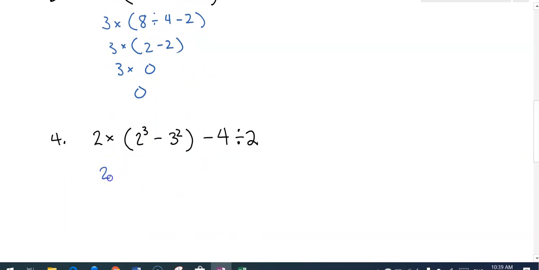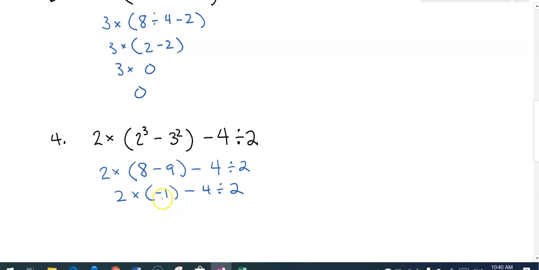Here we have, in the brackets, we're going to do our exponents. Now we're going to get an answer. 8 minus 9 is negative 1, so we can get negatives. Now we're going to do our multiplication and division left to right.